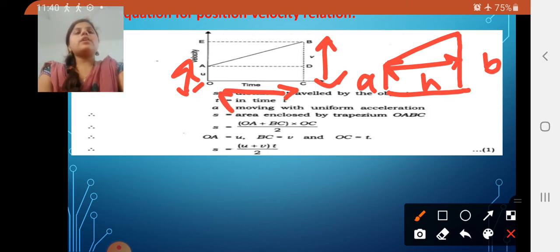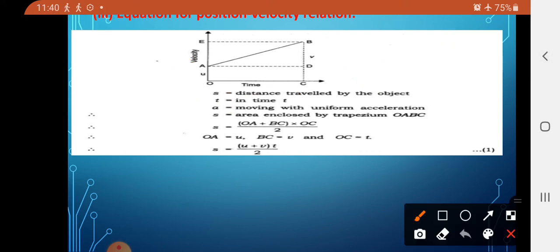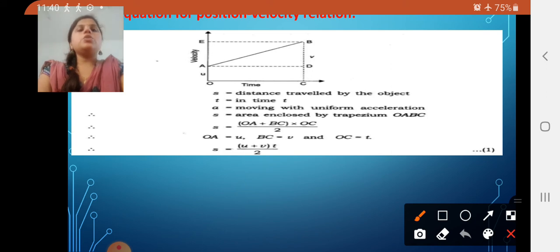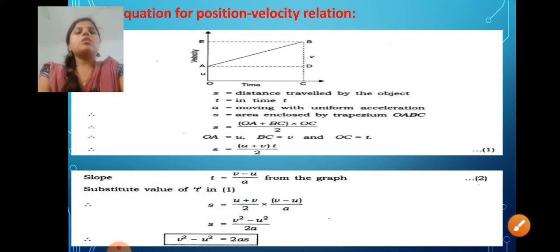So that's why it is represented as (OA plus BC) into OC divided by 2. It was 1 by 2, so we have taken 2 here. Now check the identities: OA is equal to u, BC is equal to v, OC is equal to t. So we are going to solve here: s is equal to (u plus v) into t by 2. Now we are going to take the slope.